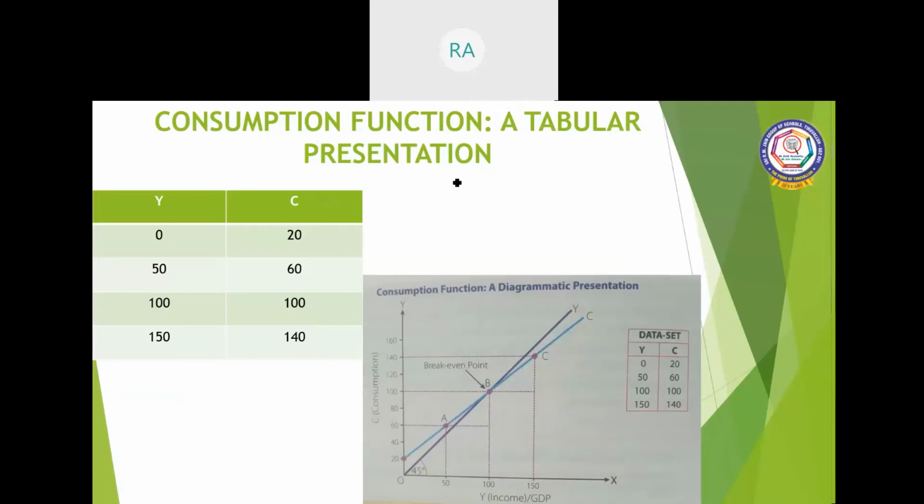Consumption function, a tabular presentation. The table reveals that 20 is the minimum level of consumption and the income is 0. It means this minimum consumption is at 0 level of income. We call this as autonomous consumption.